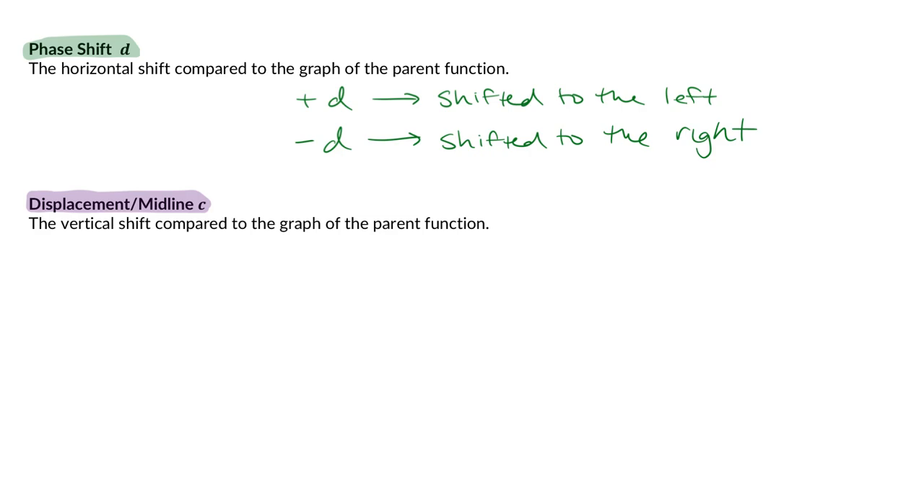But we do have a formula for the midline or the displacement of this graph, and that formula is C equal to the maximum value plus the minimum value divided by 2. Amplitude we did max minus min. Midline we do max plus min. It is the average of the maximum and minimum values.